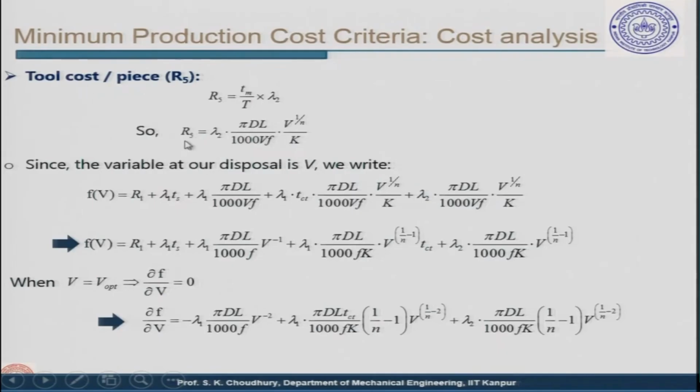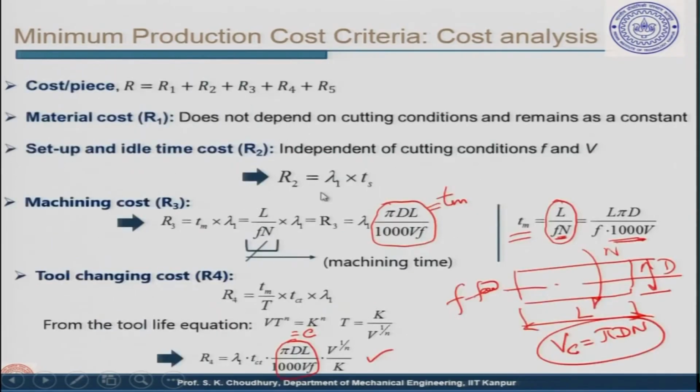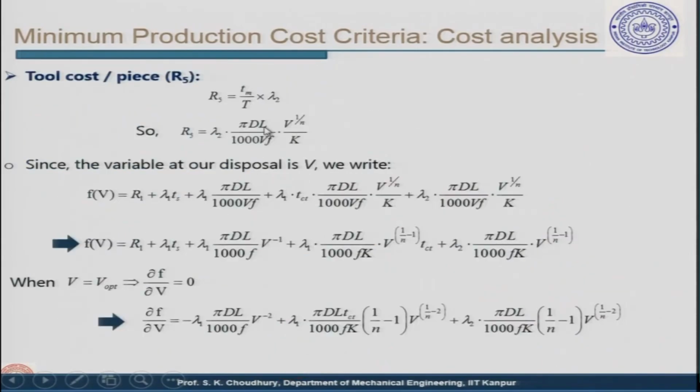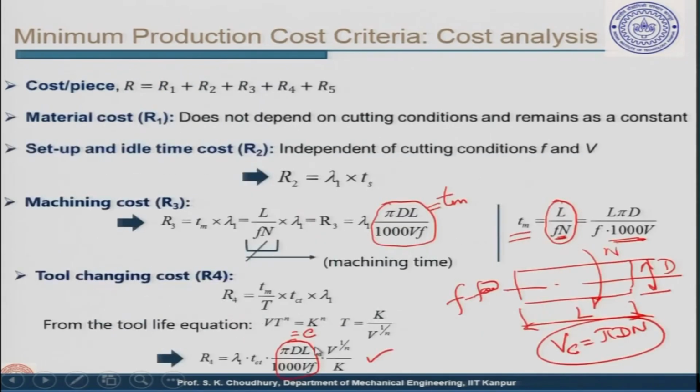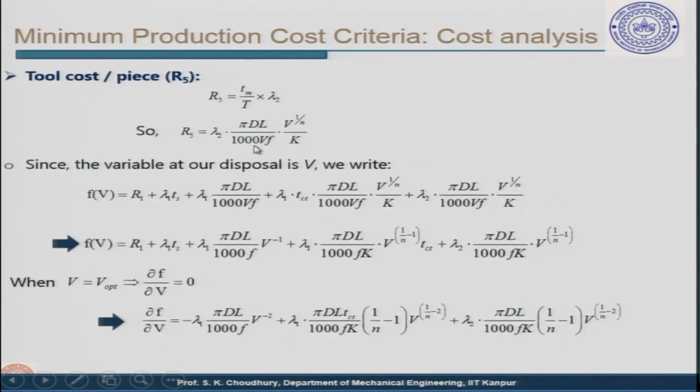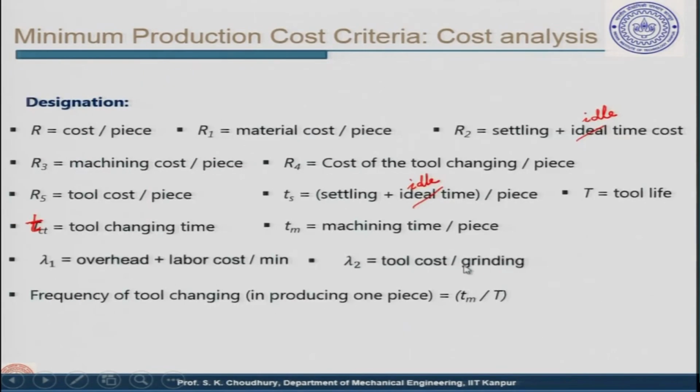Now, this R 5 will be equal to T m by T, which we can easily find out because we have already done it here. T m by T will be the entire thing, pi d L by 1000 V f, into V to the power 1 by n by k. This is T m by T, where capital T is the tool life, into lambda 2. Lambda 2 is the tool cost per grinding.